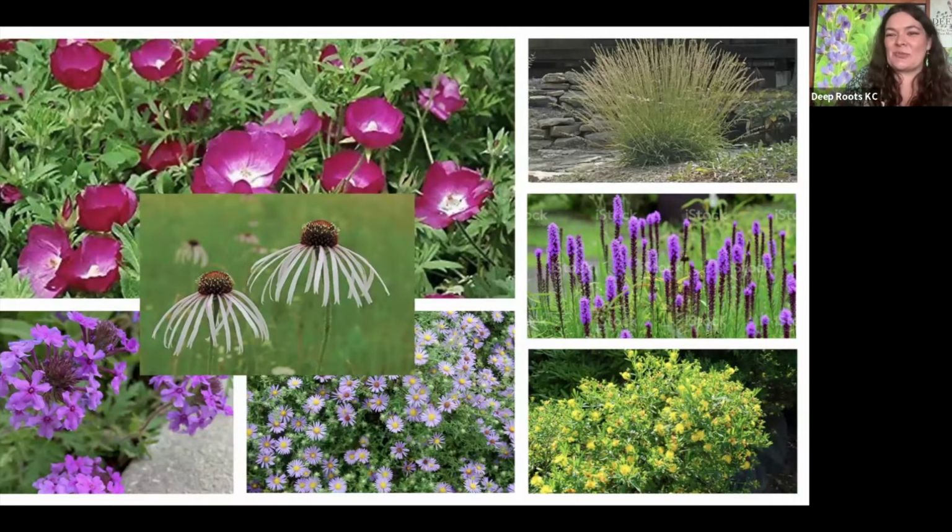Oh, and these are what those plants look like. So purple poppy mallow, top left background; right in the foreground, we've got our pale purple coneflower; rose verbena in the bottom left; aromatic aster at the very bottom center; shrubby St. John's wort shrub on the right, bottom right. And above that is the prairie blazing star and side oats grama grass.